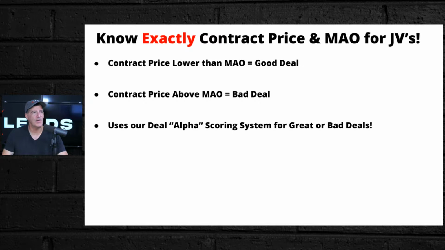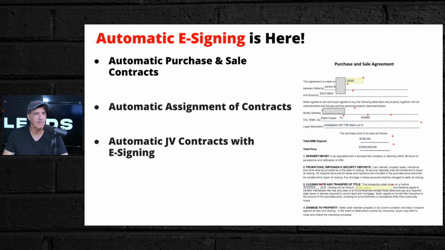So you get all this fun stuff with it. Guys, the e-signing, we've built all the contracts in. And when you go into your deal board, as you move it over, you can create a purchase and sales contract. You can do JV contracts. You can do assignment of contracts. You can do just about anything you want.